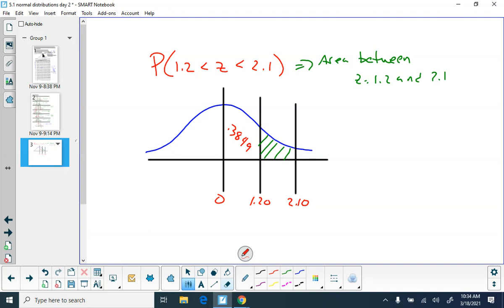The second one is 2.10. So what's the table say for 2.10? Allison? 0.4821. Now what that is is this entire area. So my initial area is that. The 0.4821 is all that.